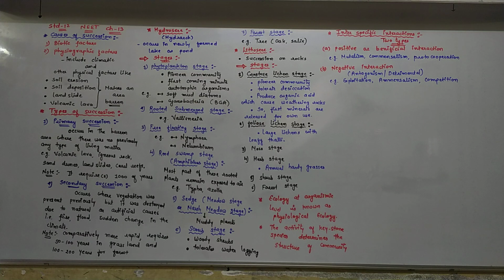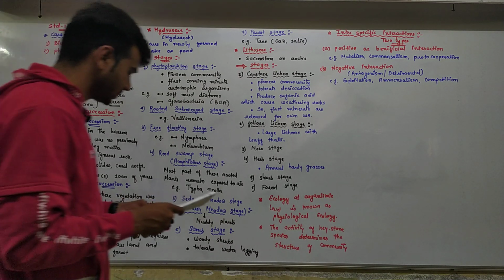And negative interaction, in that one or more interrelated species, out of that one or more got harm. No one gets benefit. Exploitation, commensalism, and competition are the examples of it. So let us discuss with the mutualism first.